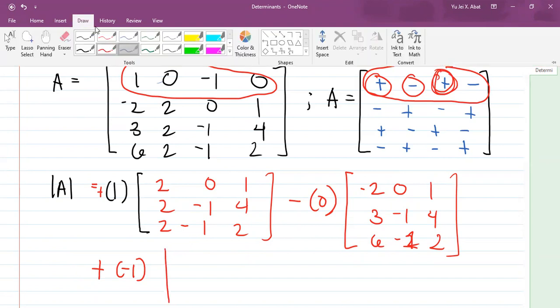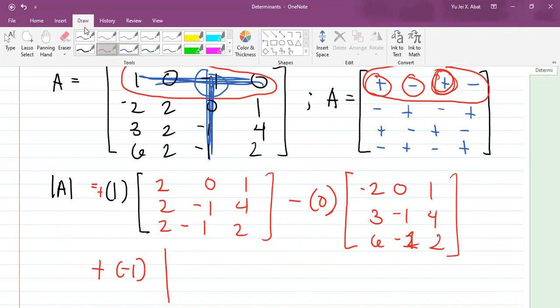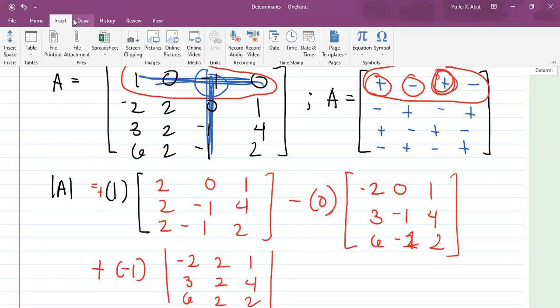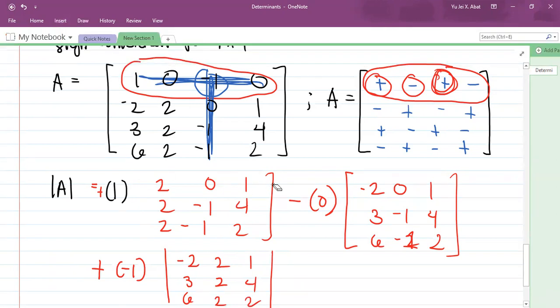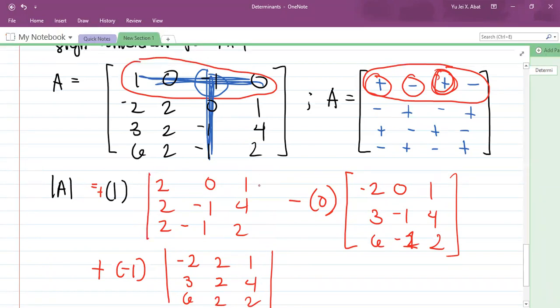So pag pinili ko naman to guys, ang wako-cover niya ito at ito. Laging yung row 1. Okay. So ano mapapili niya? Meron kang -2, 2 and 1, 3, 2 and 4. Then meron ka ring 6, 2 and 2. Ayan. Determinant yan ha. So sorry, palitan natin to determinant. Dapat yung hindi siya matrix, determinant siya. Ayan. So determinant, ibig sabihin absolute.